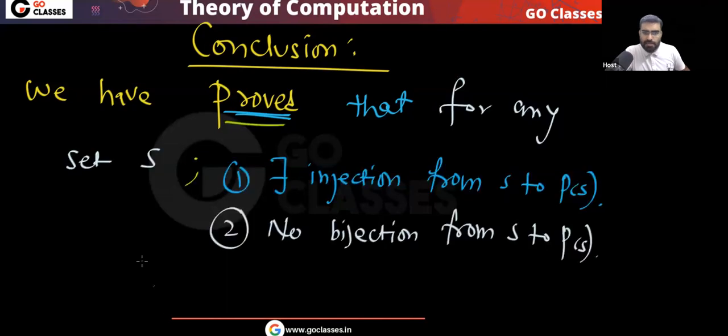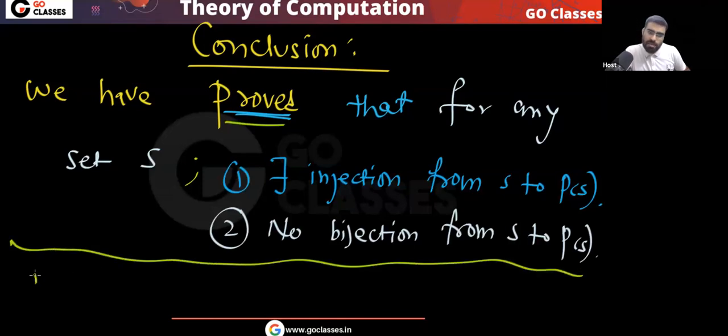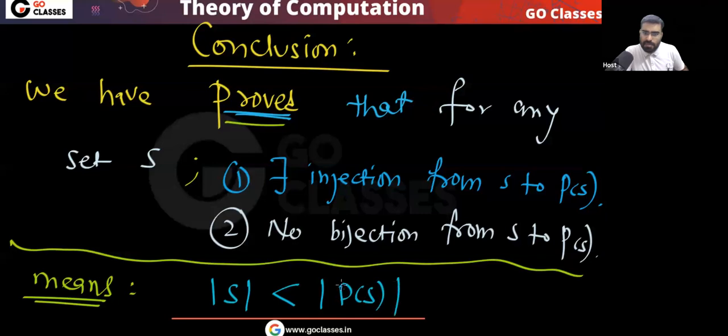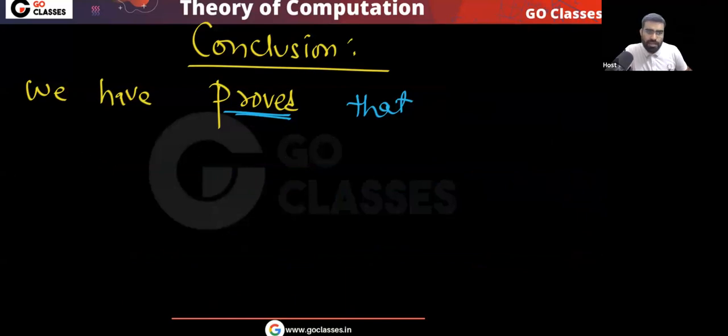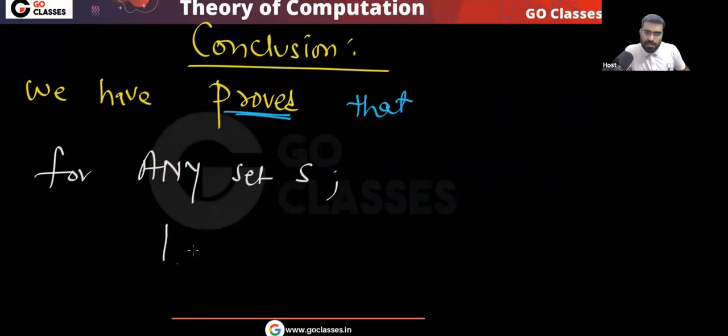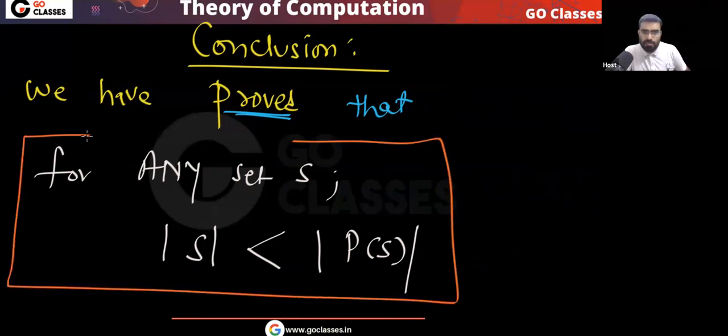That means what? Now from here, this means that the cardinality of S is strictly less than the cardinality of PS. Yes or no? So this is what we have proved, that for any set S, the cardinality of S is strictly less than the cardinality of PS. And this entire statement is called Cantor's theorem. This is known as Cantor's theorem.